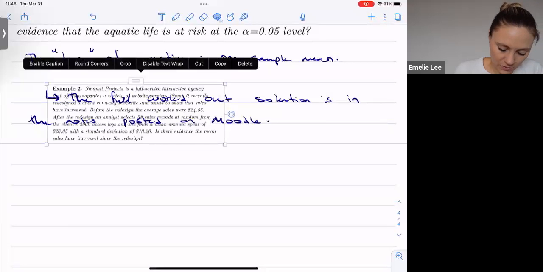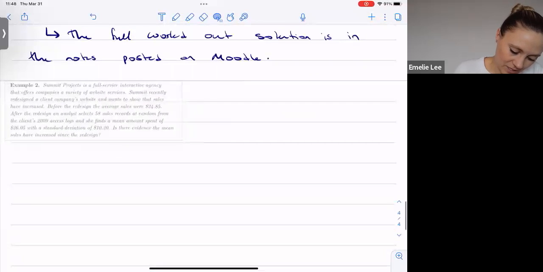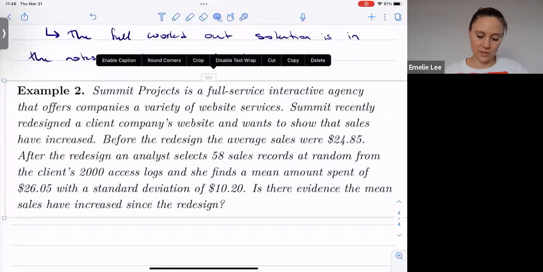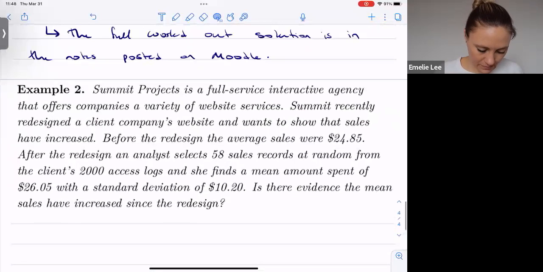Okay. So the one that I want to do together is example 2 because it doesn't have the typed out solutions. So let's go through and do that.